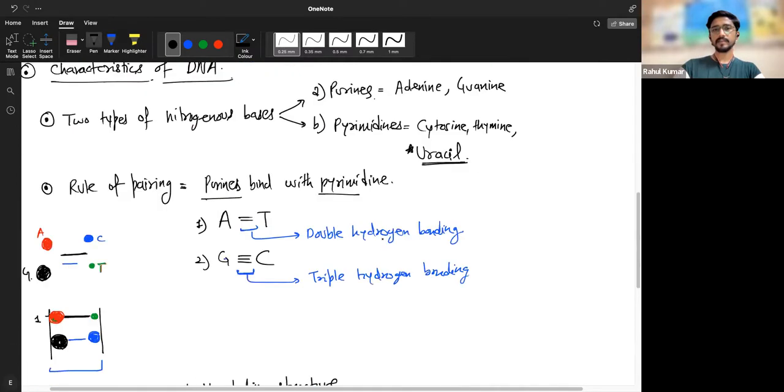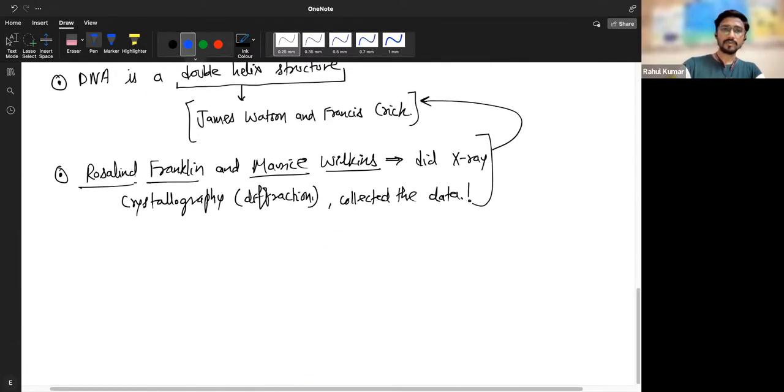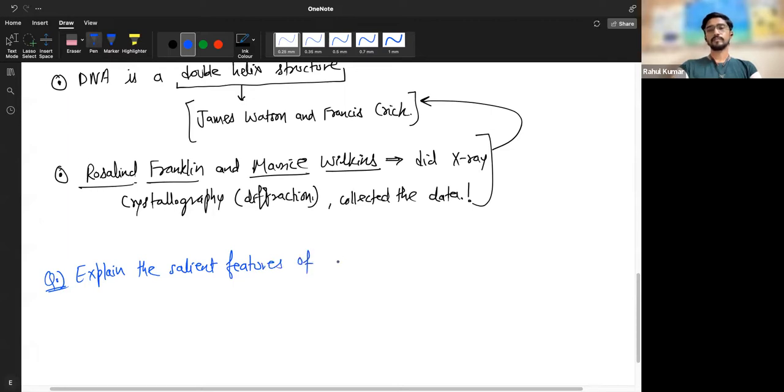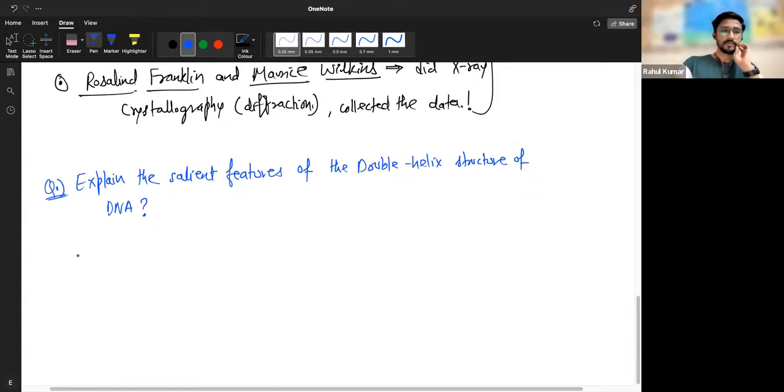So these are the characteristics of DNA. Now let's come to one more question. Write down this question. This is a very, very common question asked in boards. Explain the salient features, like the key crucial features, of the double helix structure of DNA. It comes as a 3 marker or a 4 marker question in boards. Multiple times I've seen this question in boards. So write down the answer.